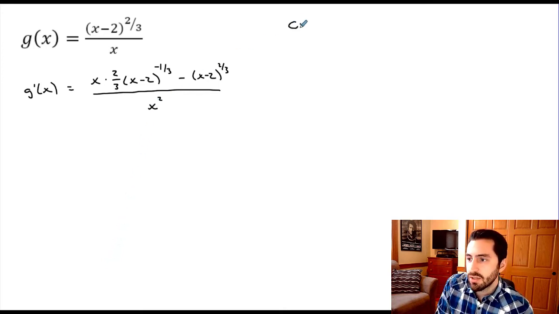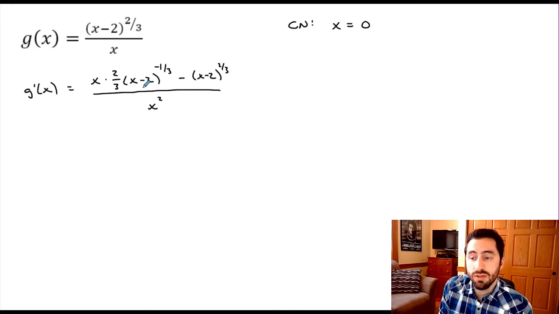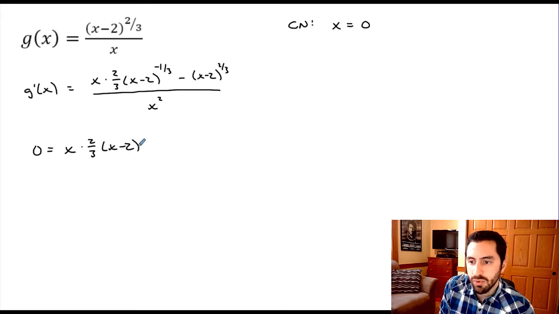So right away there is one value that will make this undefined, and that is if x is 0. So over here I'm just going to start listing off my critical numbers. So one of them, x is equal to 0. Okay, now to find when this is equal to 0, I only have to worry about when the numerator is going to be 0. So let's take the numerator, we'll set this equal to 0, and we'll work with this a little bit to see what we end up with.